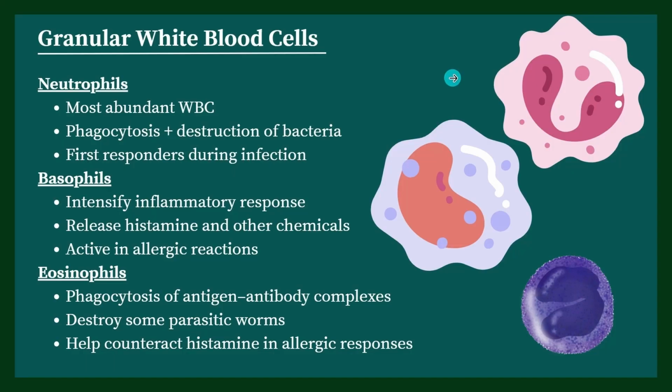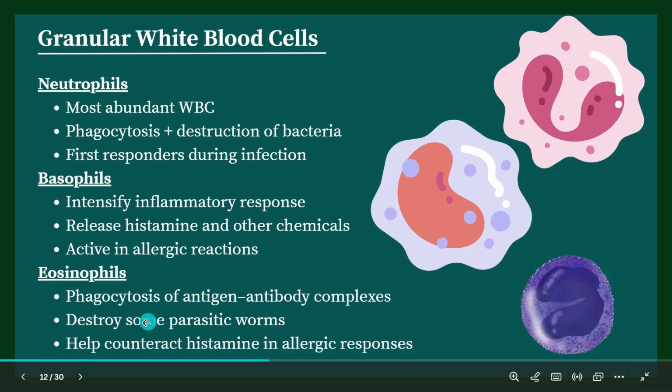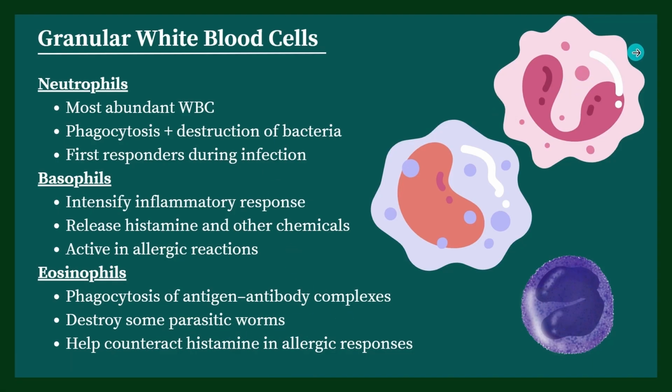Basophils intensify the inflammatory response. They release histamine and other chemicals, and they're active in allergic reactions. So you can blame basophils for your allergic reactions. And eosinophils do phagocytosis in antigen-antibody complexes. They destroy some parasitic worms. They help counteract histamine in allergic responses.